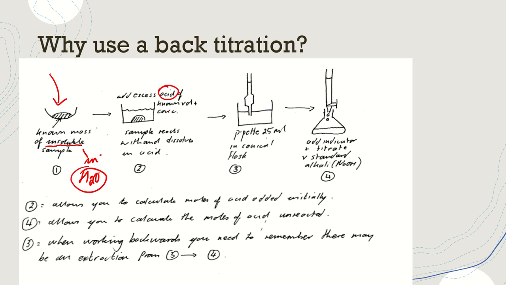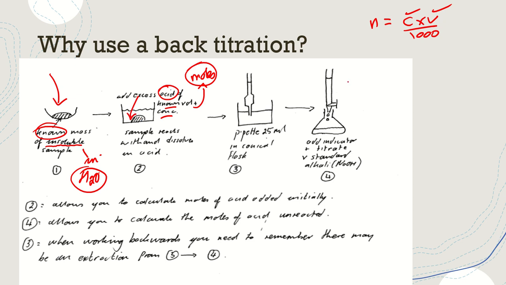Now, we have to dissolve it in a known volume of acid and a known concentration of acid, because in this instance, we've got to know the number of moles of acid that we're going to dissolve this thing in. So remember, number of moles is equal to concentration times volume over 1,000. So I've got to know the concentration and I've got to know the volume. And the other thing I need to know about my original sample is the exact mass of that sample.